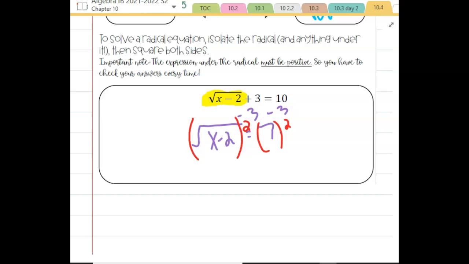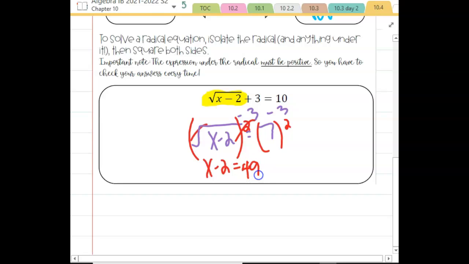because I had a quantity squared, and to get rid of the quantity squared, we square rooted it. And remember how the square and the square root cancel each other out? It's the same thing here. The only thing left is x minus 2. And on the right-hand side, 7 squared is 49.